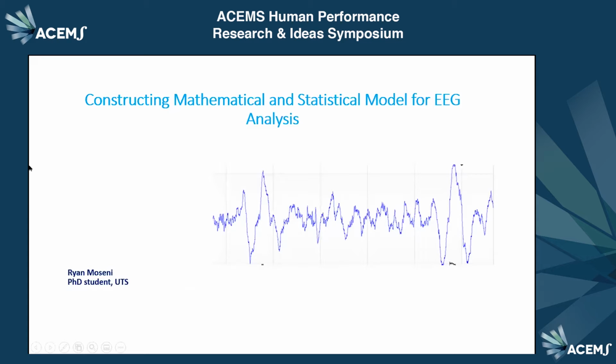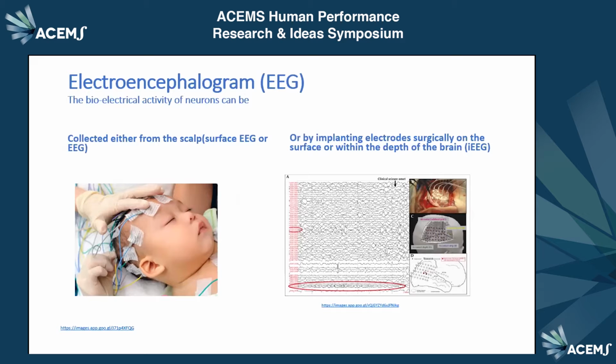So electroencephalogram, or EEG, is the bioelectrical activity of neurons, the brain cells. It can be collected from the scalp, the surface, as you can see. There is no age limit. EEG can be collected from kids to 99 years old or older, if they're interested. Or it can be collected by surgical implantation of electrodes on the surface of the brain, or even from deeper sides of the brain, as you can see on the right side.